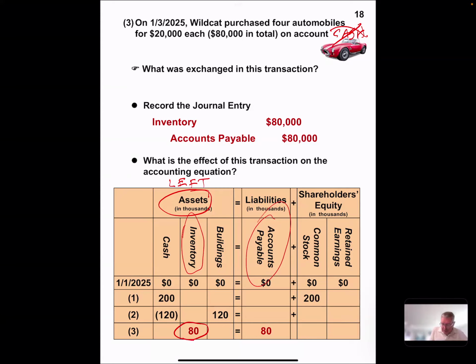An increase of 80,000 on the left and an increase of 80,000 on the right. So it kept the accounting equation in balance. We don't see the question here, but once again, no effect on the book value of the firm. Book value of the firm still $200,000.